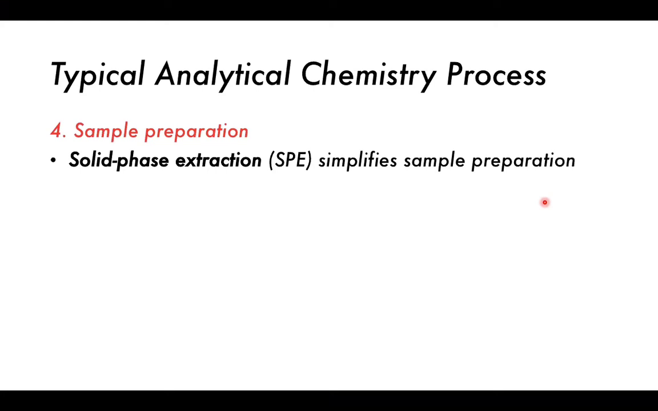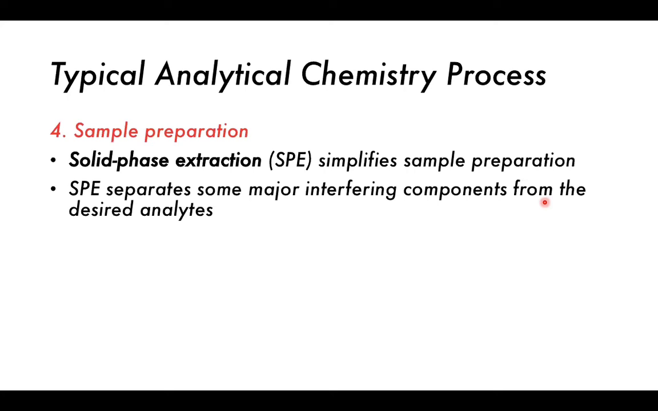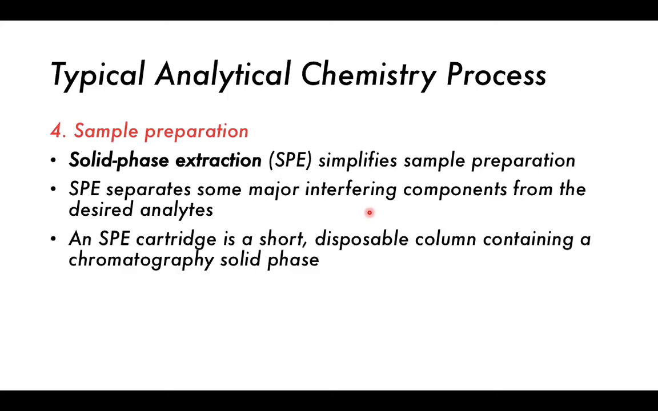before a more modern sample preparation technique called solid phase extraction. And this is something which simplifies our sample preparation. It utilizes a disposable cartridge, which can separate the analyte from the interfering components, and it can be utilized in many different ways. So this SPE, this solid phase extraction, separates some major interfering components from the desired analytes. It's not a perfect system, but it is a lot faster and a lot easier to do. An SPE cartridge is a short disposable column containing a chromatography solid phase.